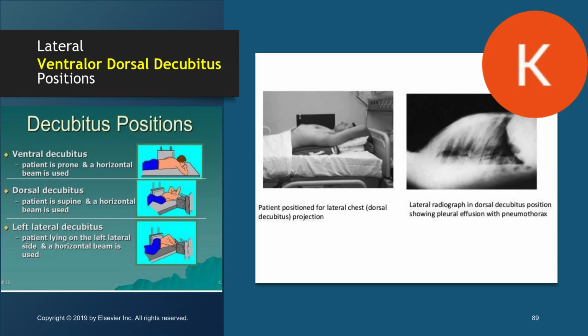In the examples shown here, we have the patient positioned for a lateral chest. They have used positioning aids to elevate the body. And this is the dorsal decubitus projection. And then here's how it looks in a radiograph. So, a lateral radiograph in dorsal decubitus position, showing pleural effusion with pneumothorax.